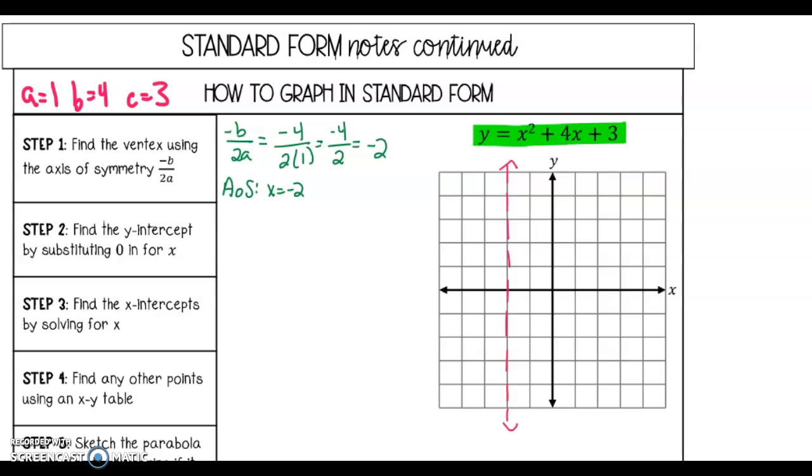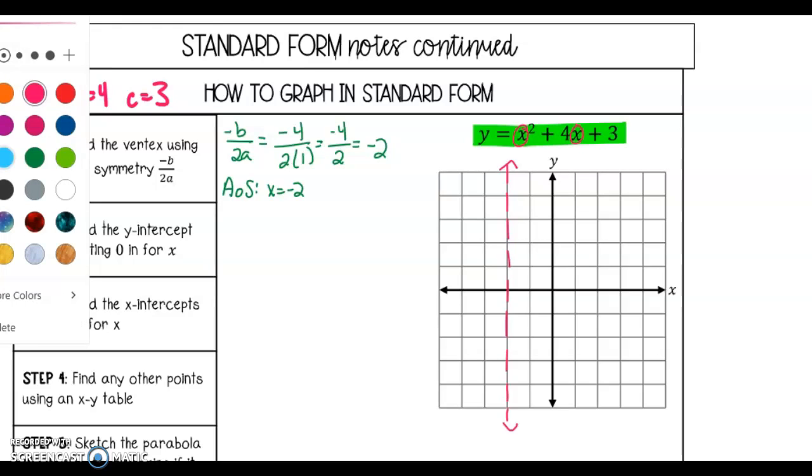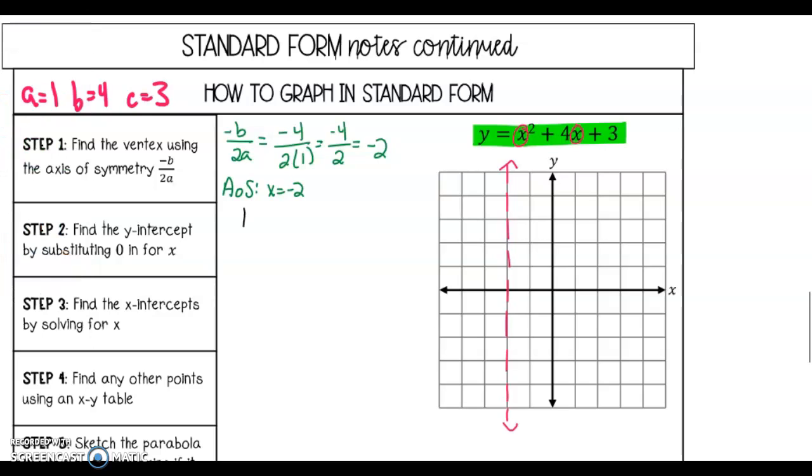Now, how we take that and we find our vertex is we take that number and we plug it in for x inside our equation. Our equation is x squared plus 4x plus 3, but instead of x, we're going to plug in negative 2. Now we type that into a calculator and we get negative 1. So that means that when x is negative 2, y is negative 1. That is our vertex. So let's put that on our graph. Negative 2, negative 1. There's our vertex right there.